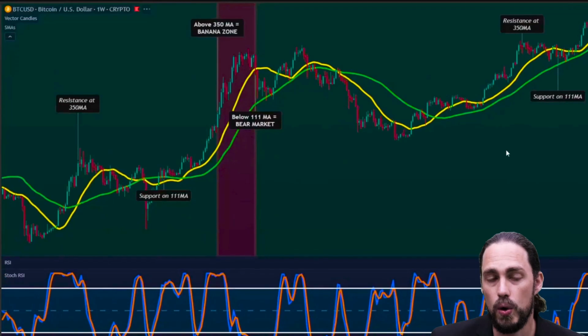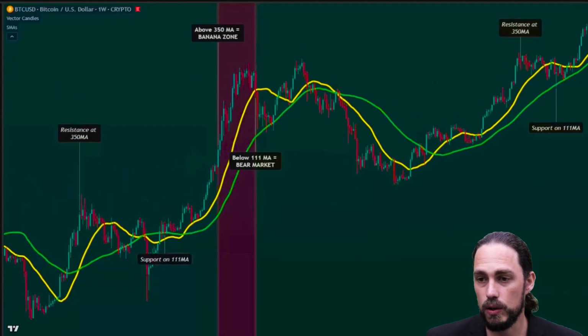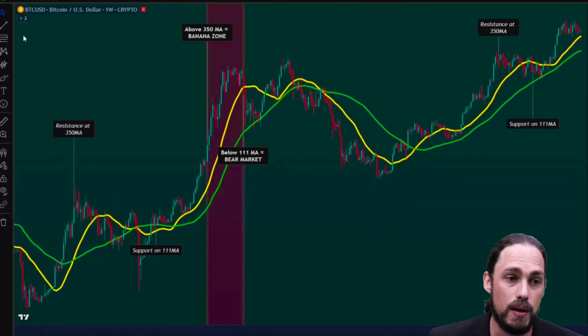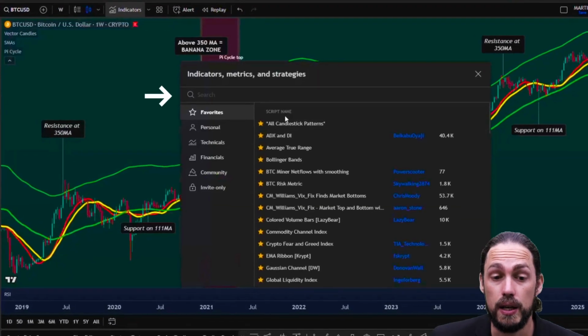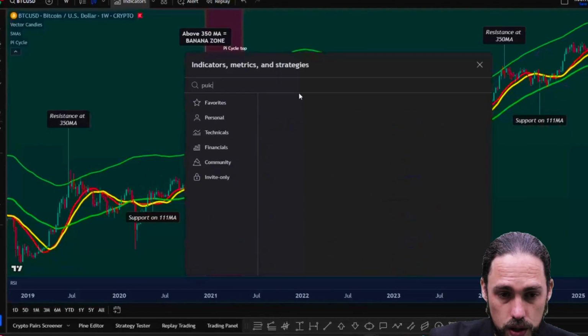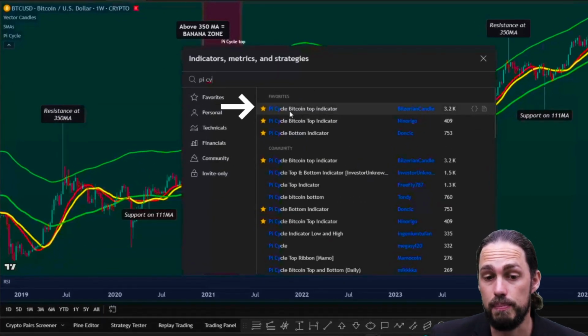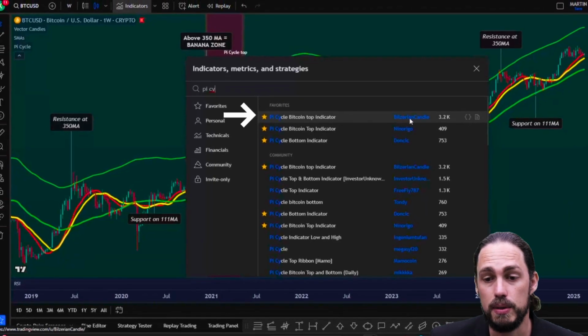Now, another fascinating thing, just adding to our bullish sentiment here, is the Pi Cycle Top Indicator. We did another video specifically on the Pi Cycle Top. If you want to have a look at that, just visit the link in the top corner where we explained this powerful indicator for everyone. The Pi Cycle Top Indicator is still showing some momentum to the upside. To open it, you can simply go to Indicators, type in Pi Cycle Top, and the one that I'm specifically using is the Pi Cycle Bitcoin Top Indicator by Bilzerian Candle.